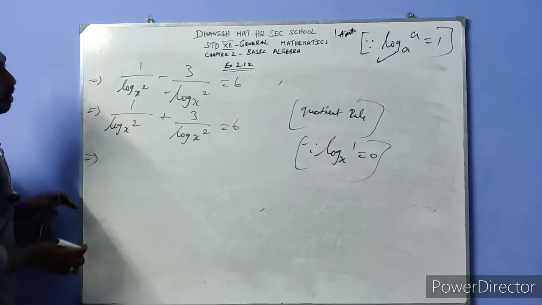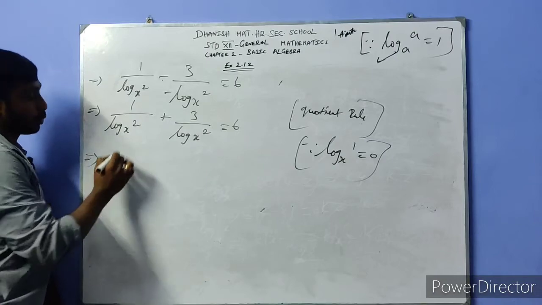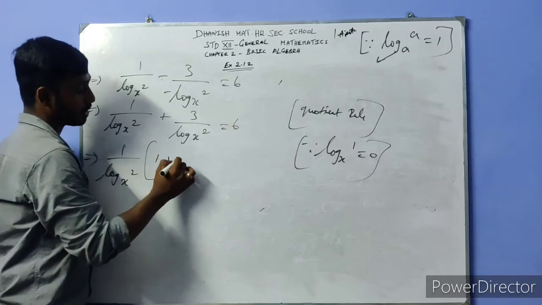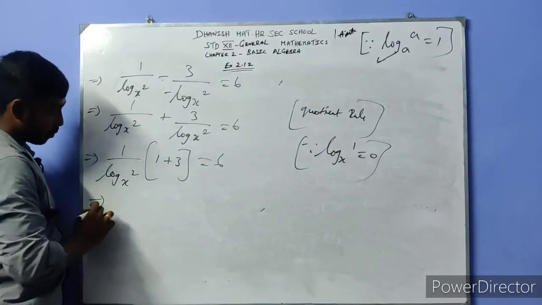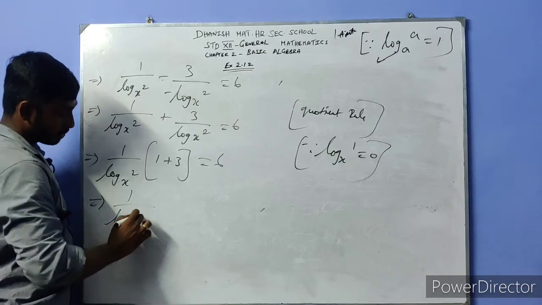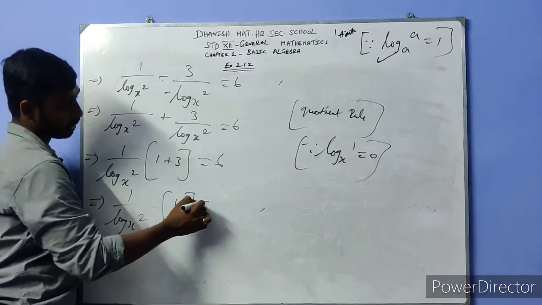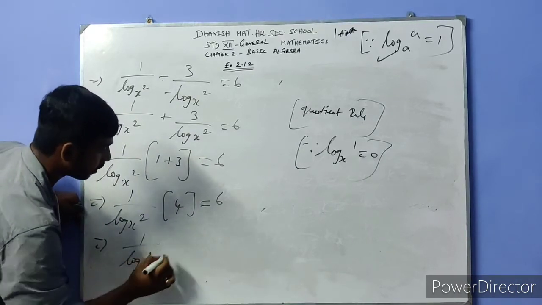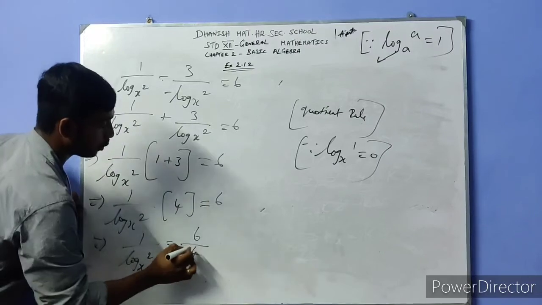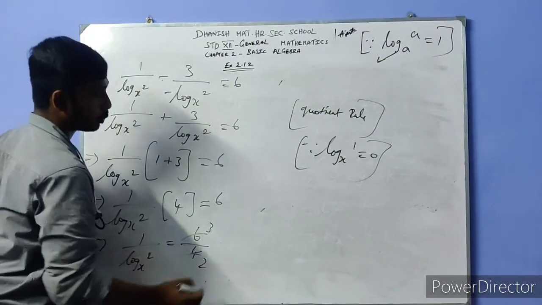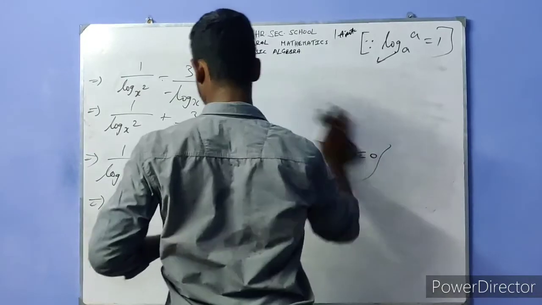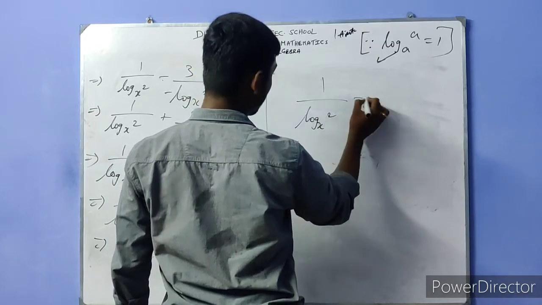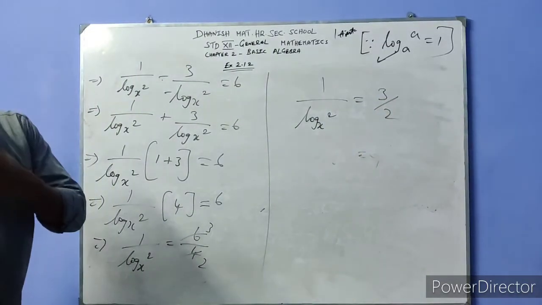Now I am taking 1 by log x power of 2 commonly from this equation. Taking 1 by log x power of 2, what is the remaining? 1 plus 3 equal to 6 here. That is 1 divided by log x power of 2 into 4 equal to 6 here. Then 1 divided by log x power of 2 equal to 6 divided by 4. Now cancelling, 2 3s and 2 2s. Then 1 divided by log x power of 2 equals 3 by 2.